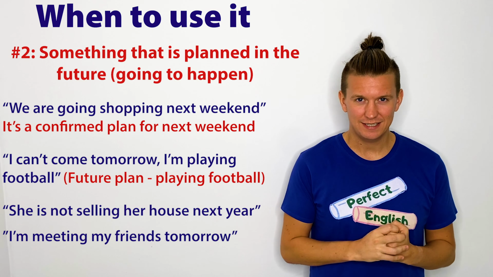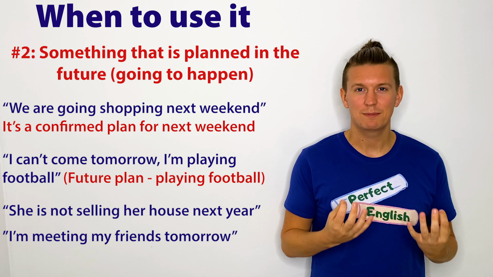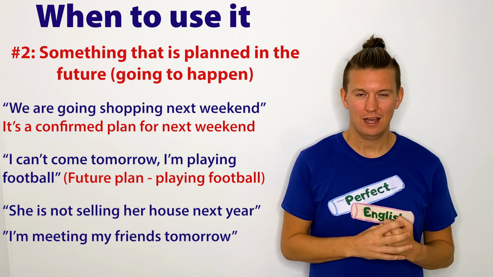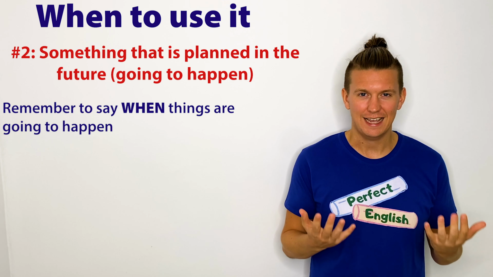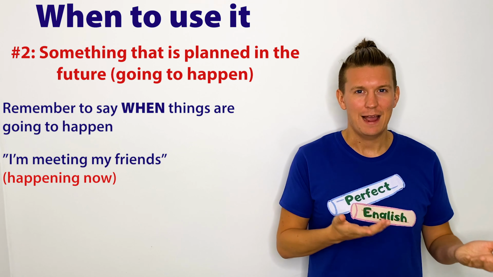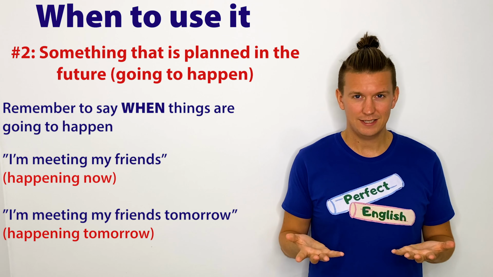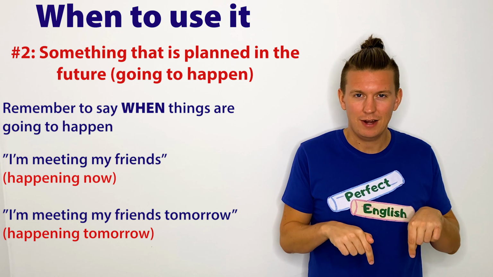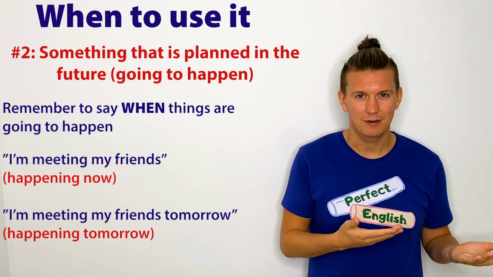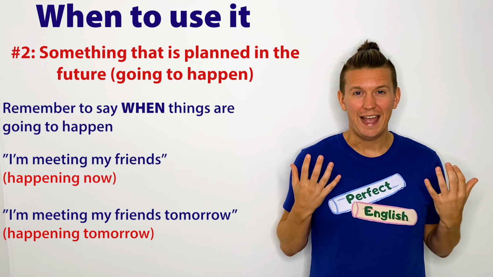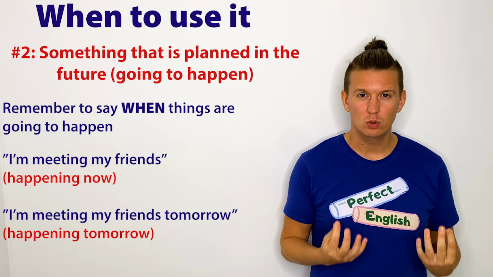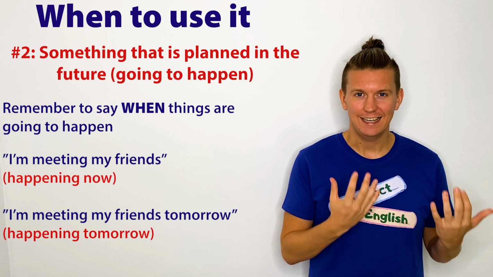And with these kind of sentences, it's very important that you specify when they are happening. If you don't say when they are happening, people will think these activities are happening now. I'm meeting my friends, or I'm meeting my friends tomorrow. The first sentence is happening now. I'm meeting my friends. The second sentence is happening tomorrow. I'm meeting my friends tomorrow. So the extra word makes a big difference in the meaning of the sentence. So if it's a future plan, you need to say when it's happening.